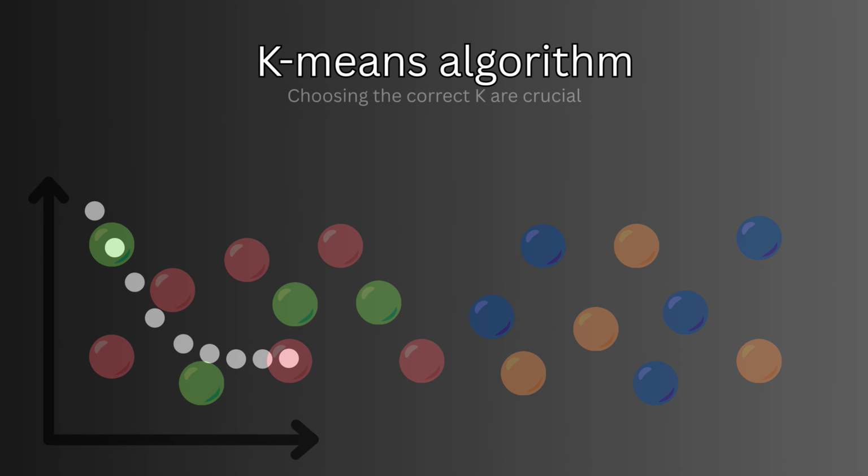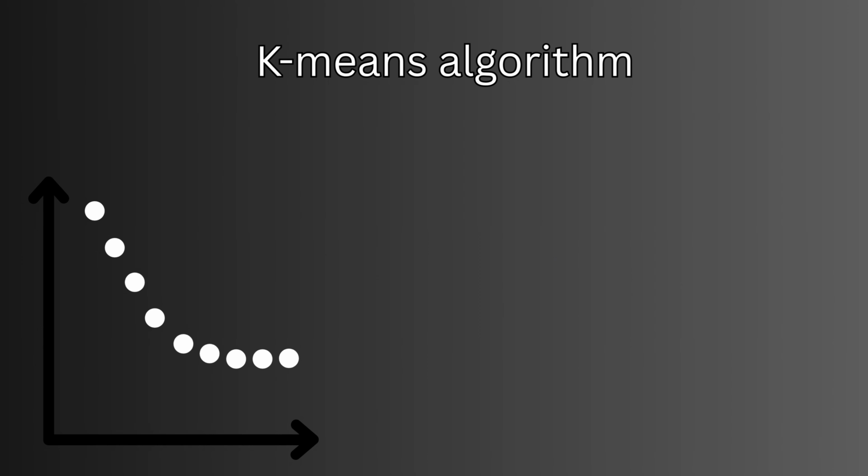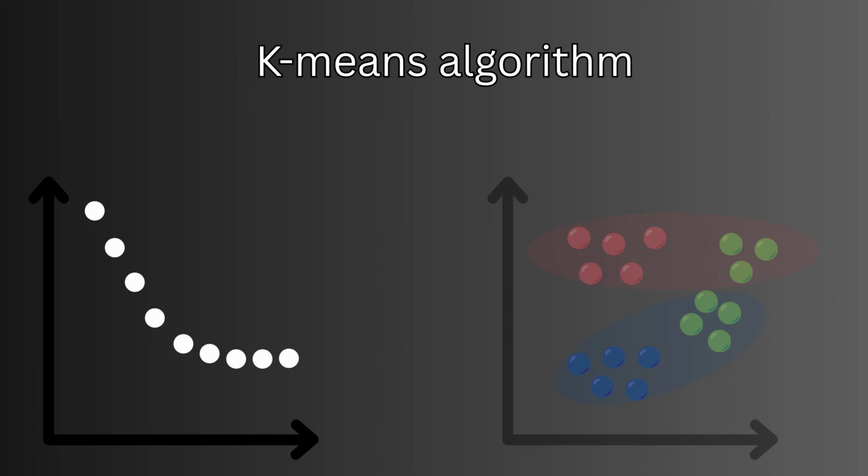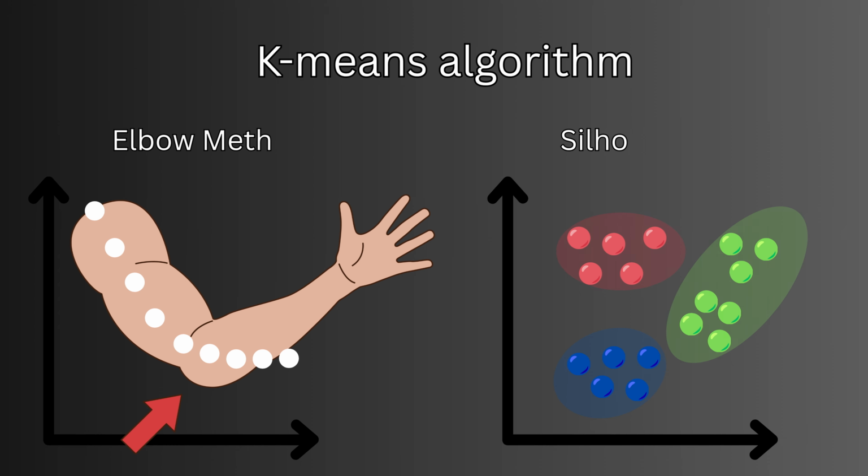Fortunately, there's a surprisingly simple visual technique that reveals where k-means works best, and a second method that verifies whether your clusters actually make sense. These are the elbow method and the silhouette score.